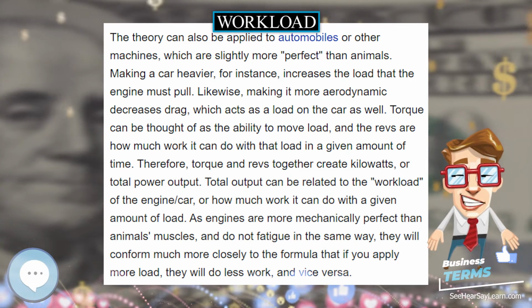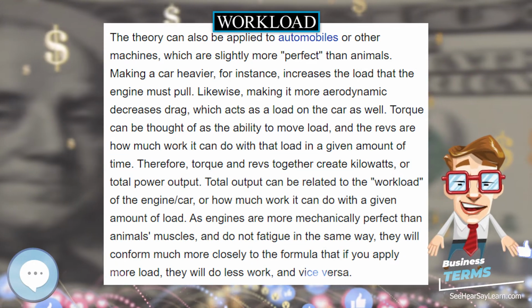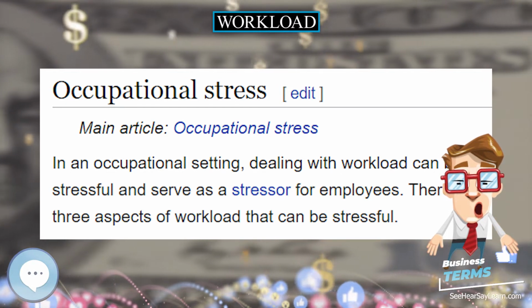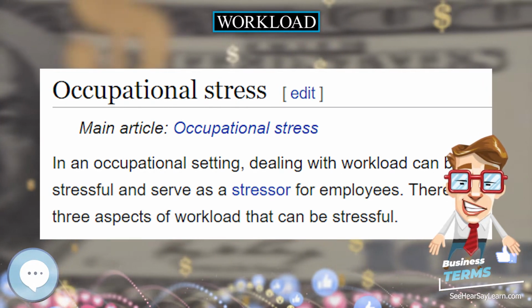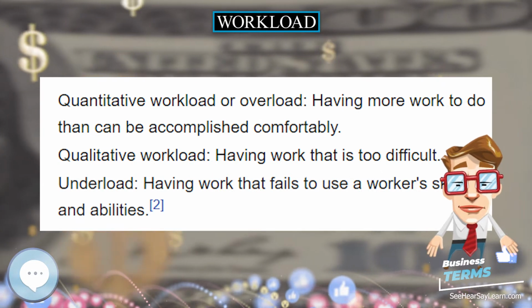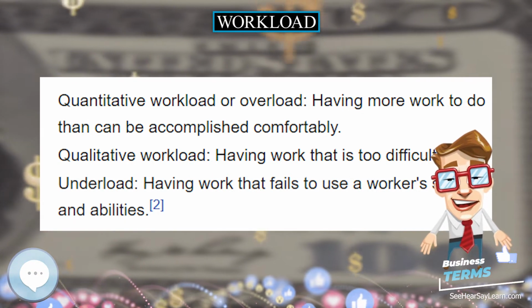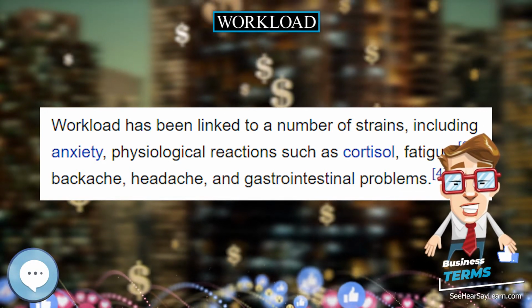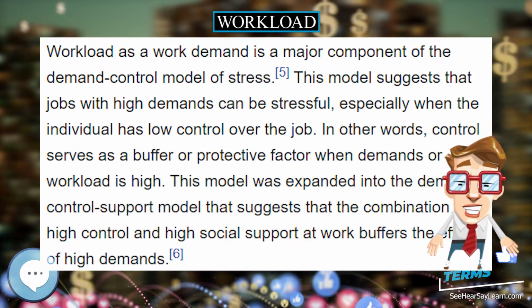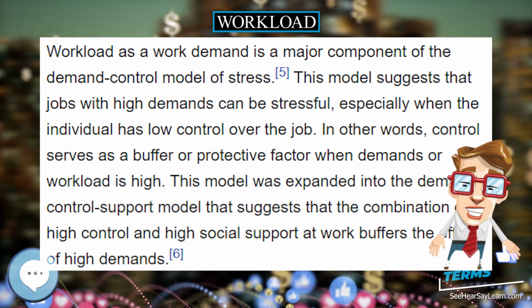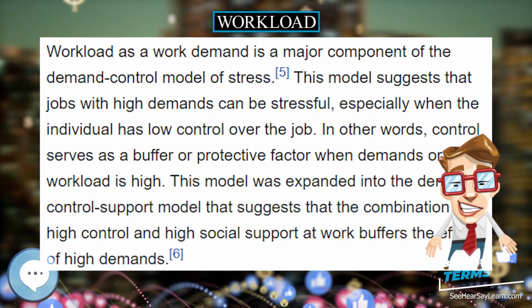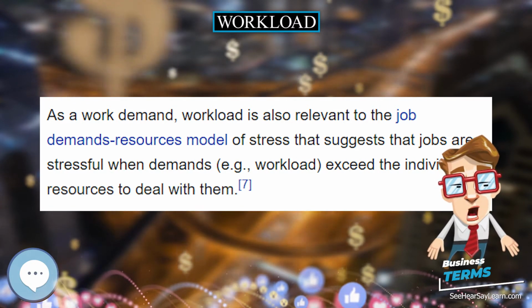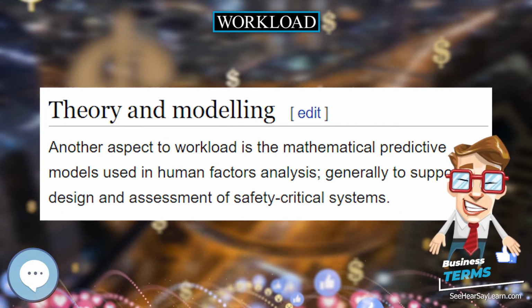The theory can also be applied to automobiles or other machines, which are slightly more perfect than animals. Making a car heavier, for instance, increases the load that the engine must pull. Likewise, making it more aerodynamic decreases drag, which acts as a load on the car as well. Torque can be thought of as the ability to move load, and the revs are how much work it can do with that load in a given amount of time. Therefore, torque and revs together create kilowatts, or total power output.